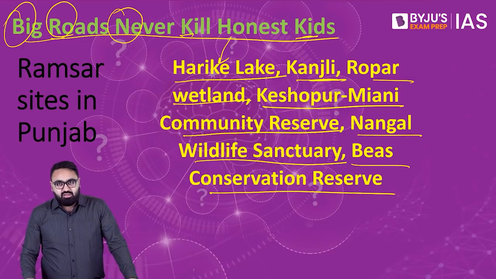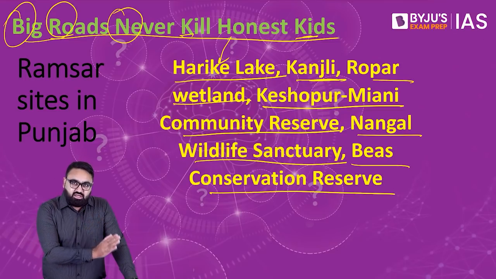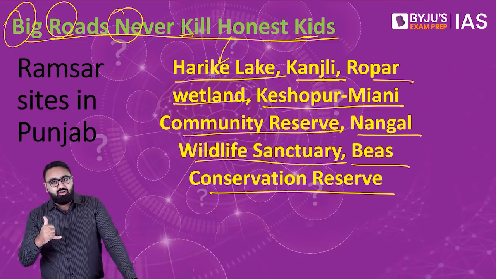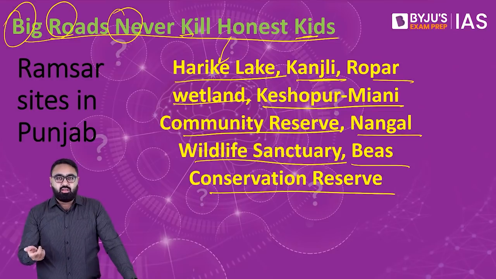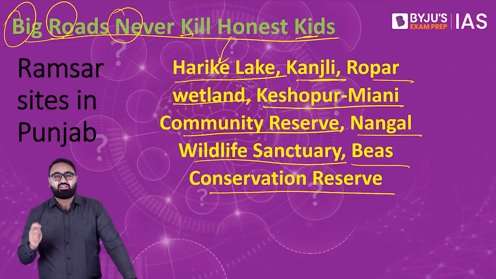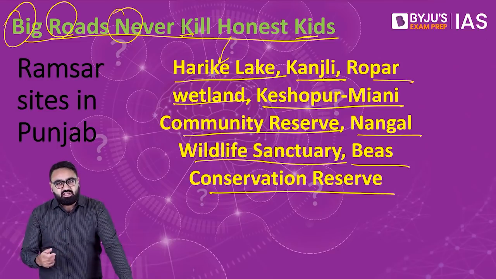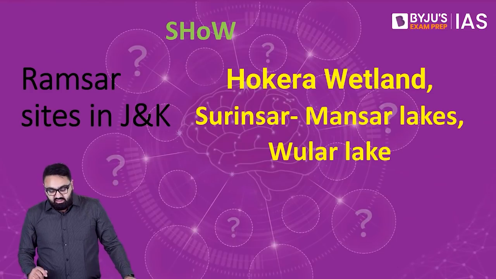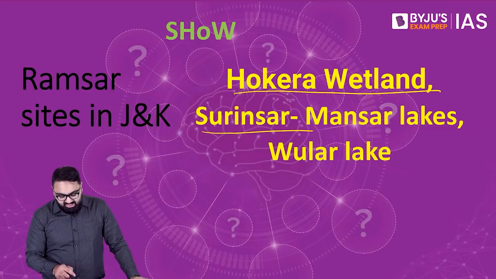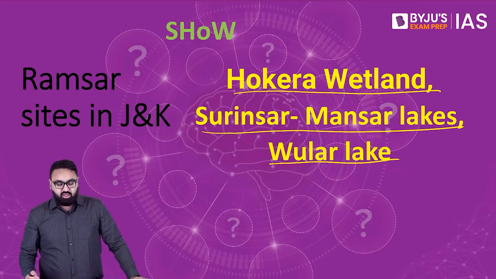Simple, isn't it? So we have already covered the Ramsar sites in UP. That was Haider Nawab, has an S5 phone and likes going to the pub. Then we covered the Ramsar sites in Punjab with a phrase that is, big roads never kill honest kids. Now let's go to some other states which only have a few Ramsar sites. Jammu and Kashmir has only 3 Ramsar sites right now. That is Hokera Wetland. Then we have Surinsar Mansar Lakes and we have the Wular Lake.